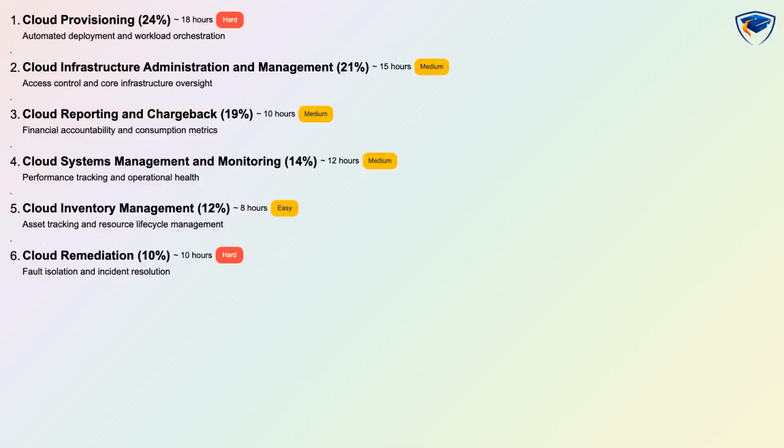Overview of the exam structure and domain weights. Cloud provisioning is 24%. Cloud infrastructure administration and management is 21%. Cloud reporting and chargeback is 19%. Cloud systems management and monitoring is 14%. Cloud inventory management is 12%. And cloud remediation is 10%. The exam blends hands-on and conceptual assessment, so practical labs and scenario practice are important.